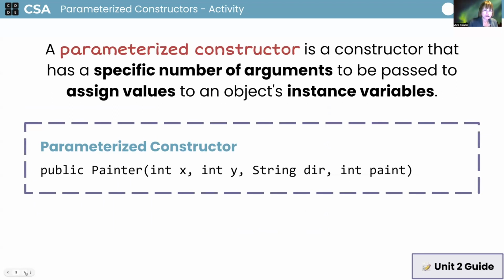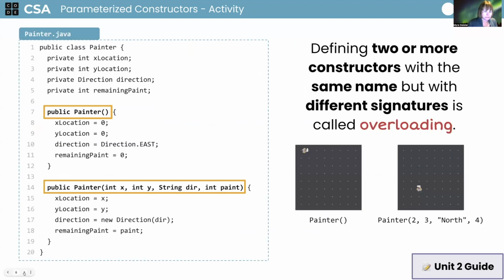A parameterized constructor is a constructor that actually has parameters, that's parameterized, and those values will be used to set the values for the instance variables. When you have two or more constructors, what you have done is you have overloaded the constructor. That means that you have two constructors of the same name with different parameters or different number of parameters.